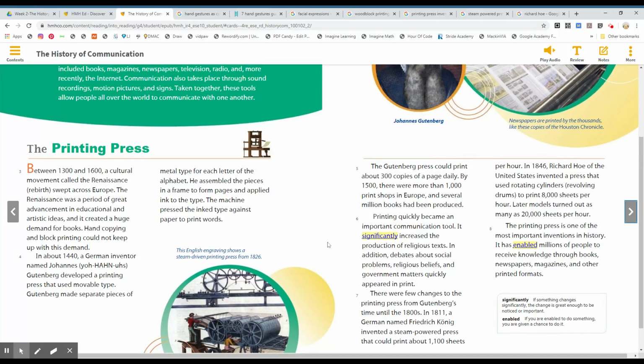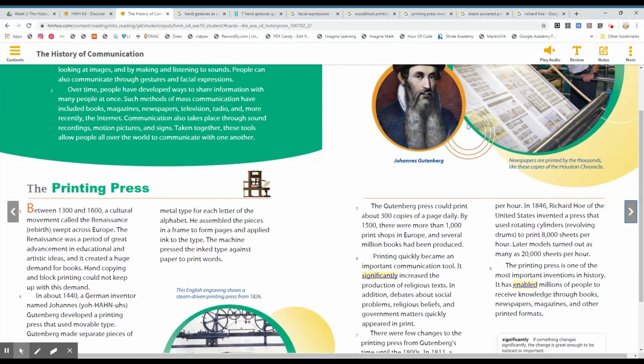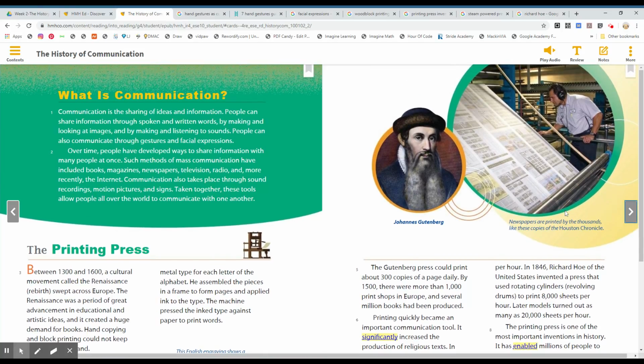If we look at the photographs, boys and girls, in the captions, it says here, this English engraving shows a steam-driven printing press from 1826. This is Johannes Gutenberg, and the caption here: newspapers are printed by the thousands, like these copies of the Houston Chronicle.